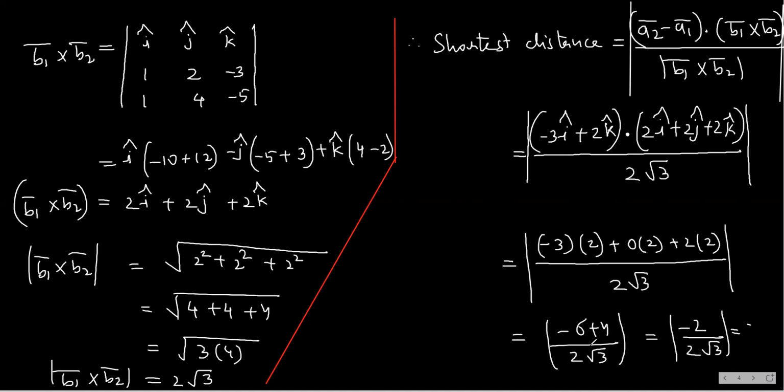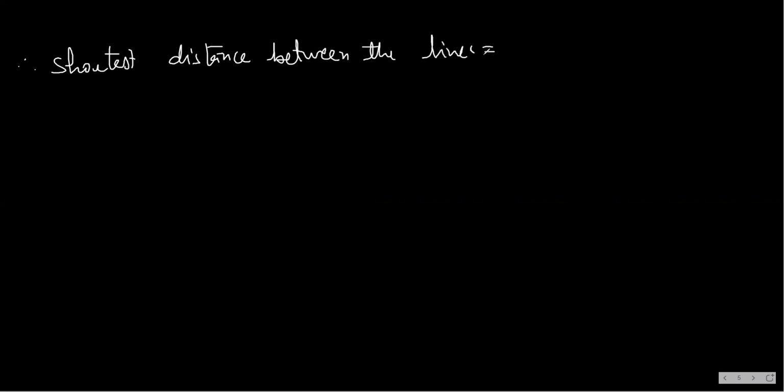You're getting negative 1 upon root 3. But students, negative cannot be the distance. That's why we keep that mod. So finally, what is the answer? The shortest distance is 1 upon root 3. You will ignore this negative sign. So you write, therefore, shortest distance between the lines equals 1 over root 3. That's it. You can watch this once again and solve it.